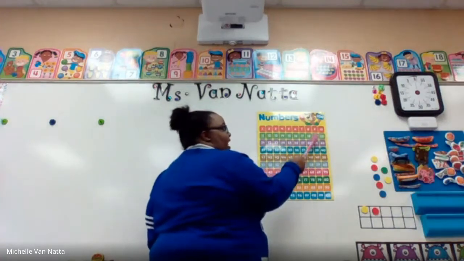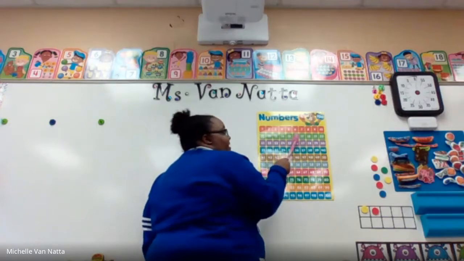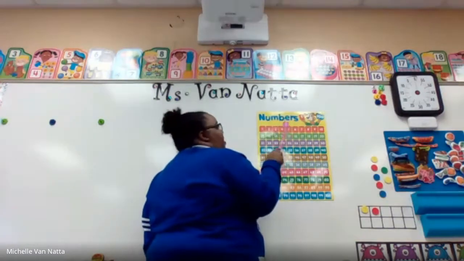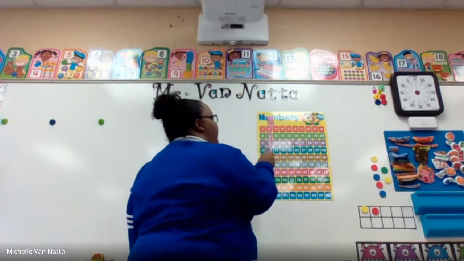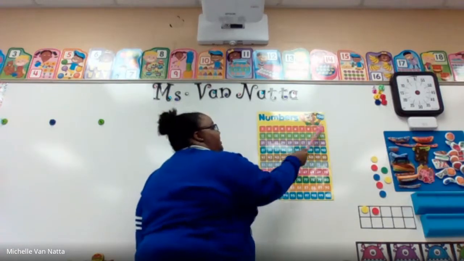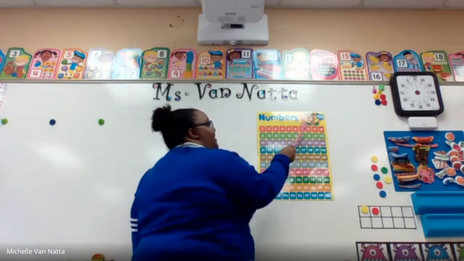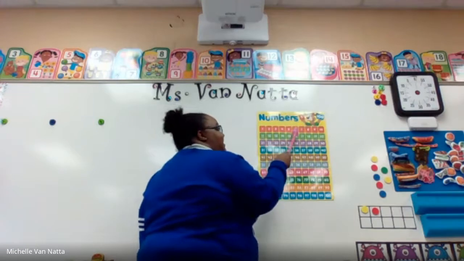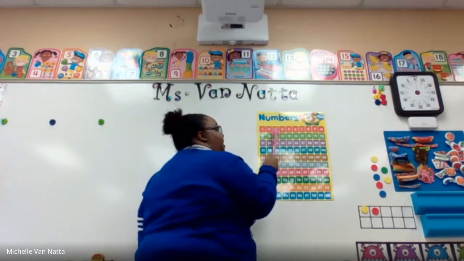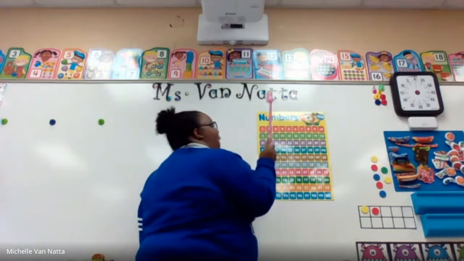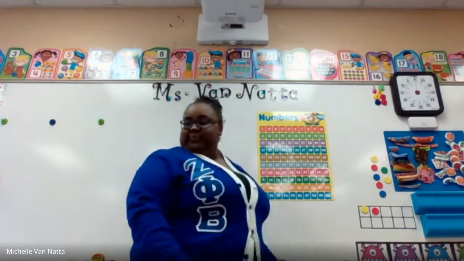20, 19, 18, 17, 16, 15, 14, 13, 12, 11, 10, 9, 8, 7, 6, 5, 4, 3, 2, 1. Very good, boys and girls.